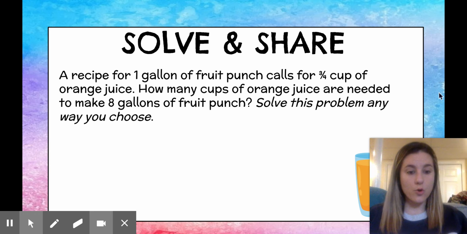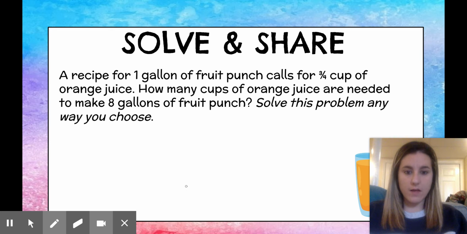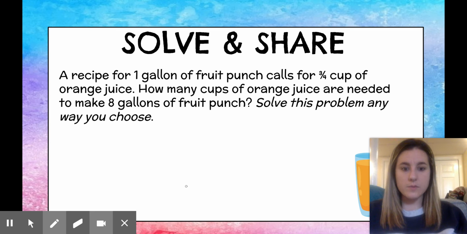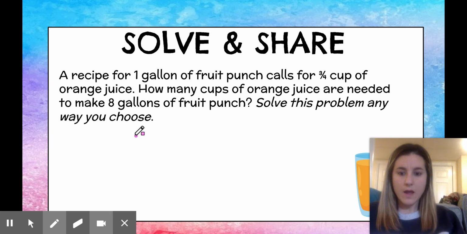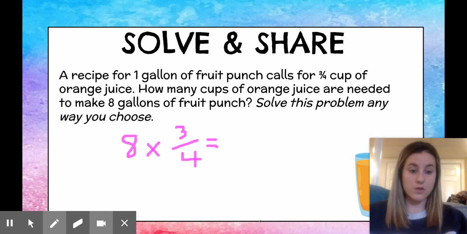Okay, so I hope you tried this out. Now we are going to solve it together, so I am going to read it again. A recipe for 1 gallon of fruit punch calls for 3/4 of a cup of orange juice. How many cups of orange juice are needed to make 8 gallons of fruit punch? So I have 8 gallons in total that each call for 3/4 of a cup of orange juice. So 8 times 3/4 is the equation that I am writing.